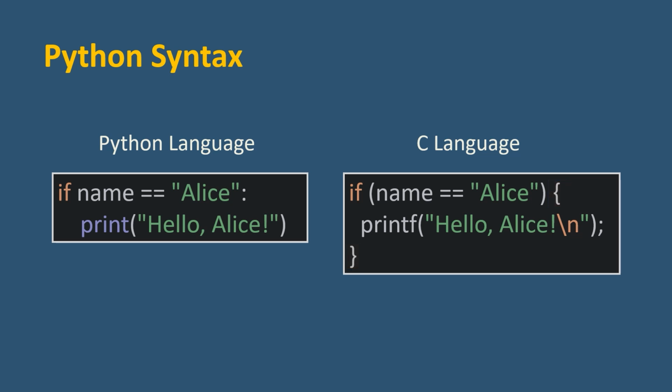If you've used curly brackets in other languages, it might be strange to see them replaced with spaces at the start of the line in Python. But this actually makes the Python code neater and easier to read.